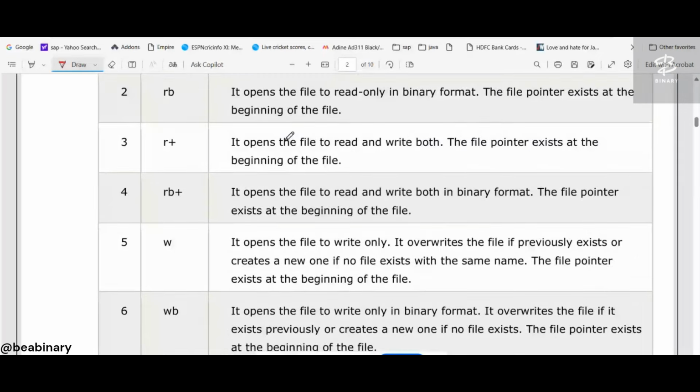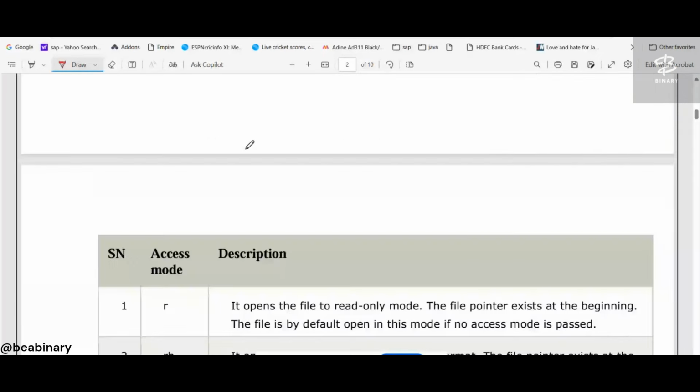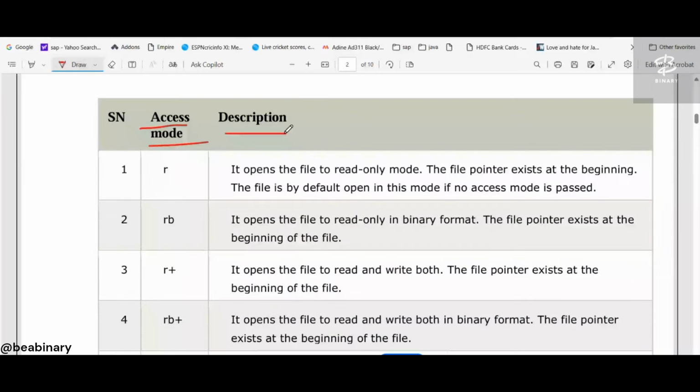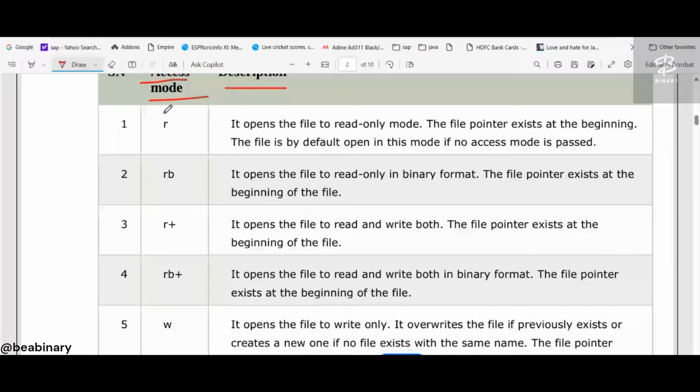Coming to the syntax, I will tell you the different file accessing modes. Okay, what are the modes? First is the R mode. R mode says it opens the file in read only mode.